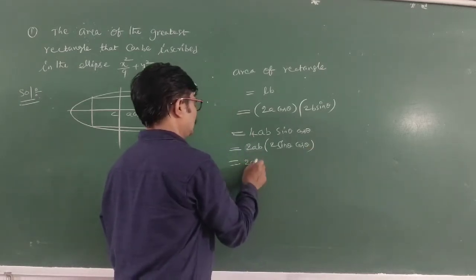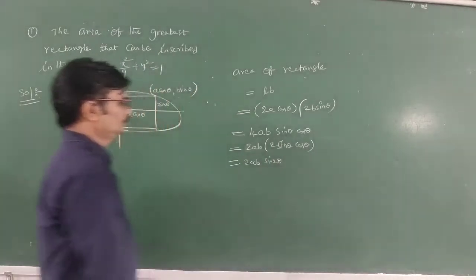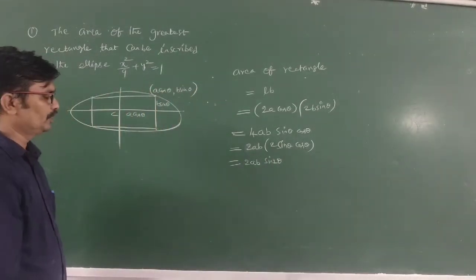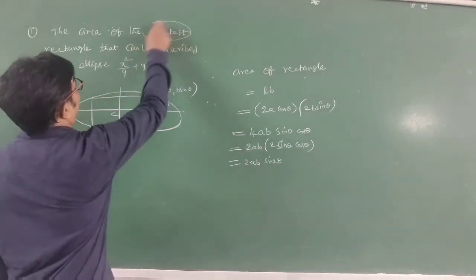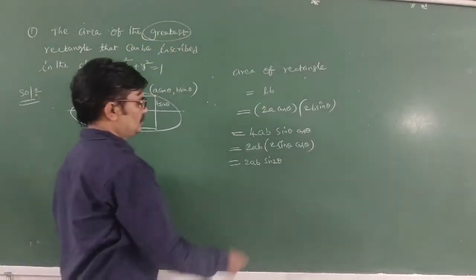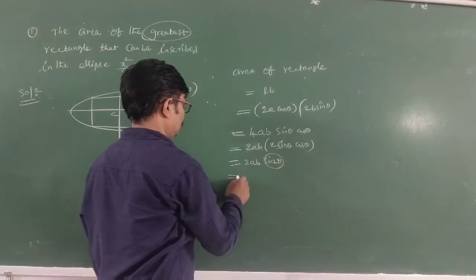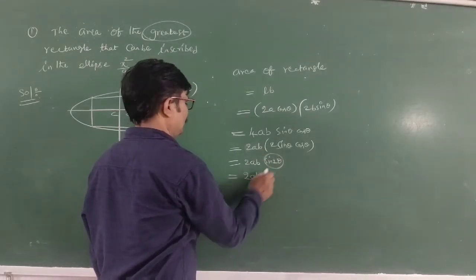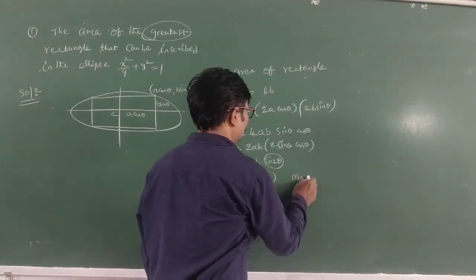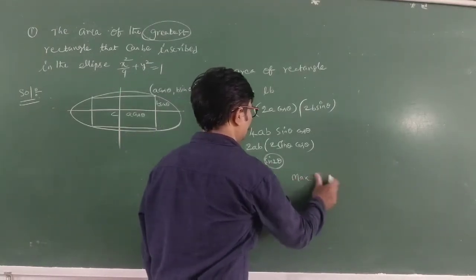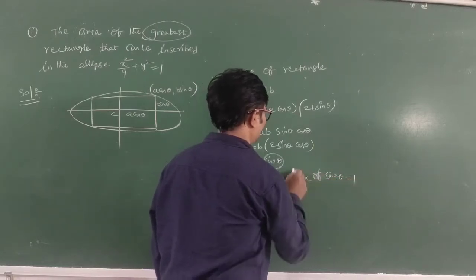So students, this is sin 2 theta. The maximum, what is given here? The greatest. So the maximum value of sin 2 theta is 1. So we can write 2ab. The maximum of sin 2 theta is equal to 1.